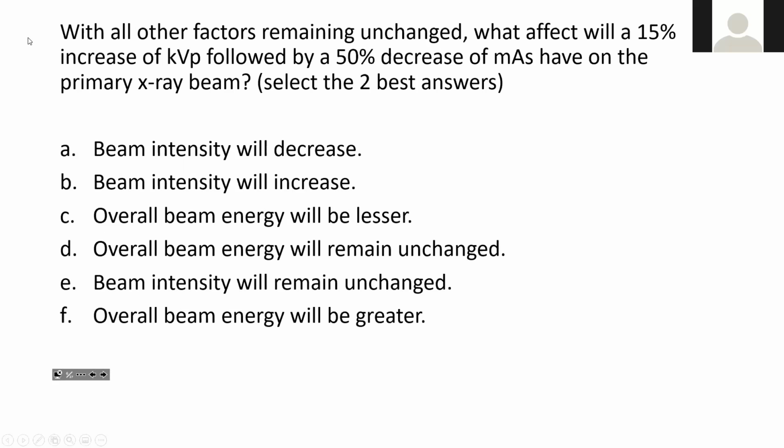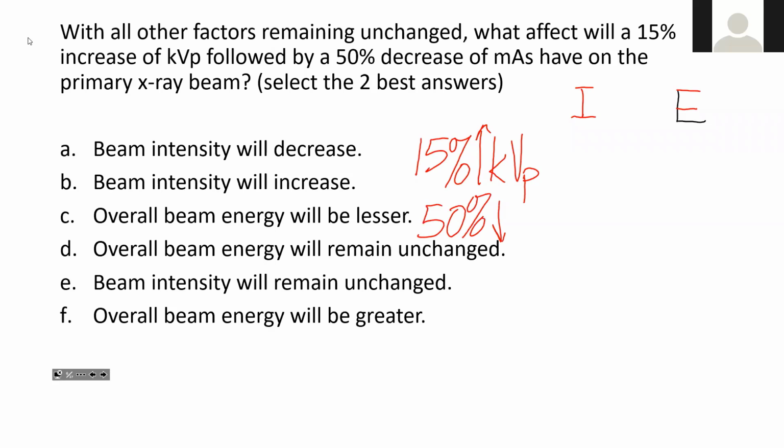With all other factors remaining unchanged, what effect will a 15% increase in kVp followed by a 50% decrease of mAs have on the primary beam? That's a complex question, isn't it? Here's how I break this down. We have intensity, we have energy, we have kVp, and after this week's lab, you probably have this a little more in your head, because we did a lot of this yesterday, didn't we? 15% increase in kVp, 50% decrease in mAs.